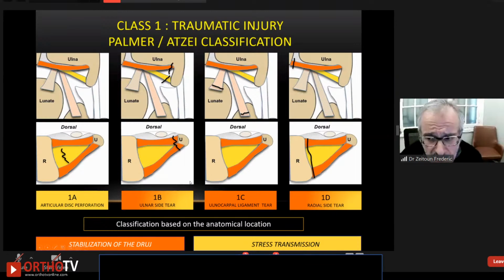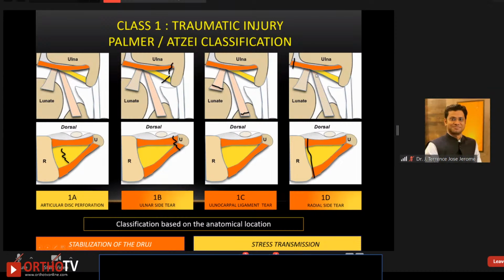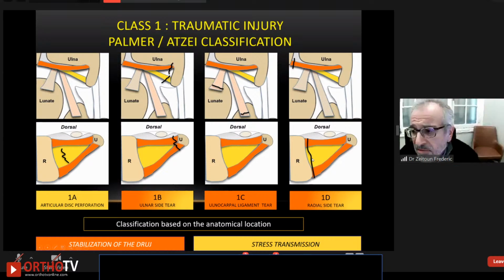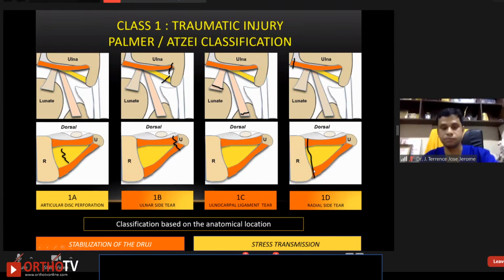So here is a summary of class 1 traumatic injury, where the classification is based on the anatomical location of the injury. In class 1B and 1D lesion, it is very necessary to know whether the lesion can compromise the stability of the wrist. In class 1B lesion, it is very important to know whether the lesion concerns the foveal insertion of the TFCC. And in class 1D lesion, it is very important to know if the lesion is limited to the articular disc or if it extends to the distal radioulnar ligament, here dorsal ligament, and here palmar ligaments.